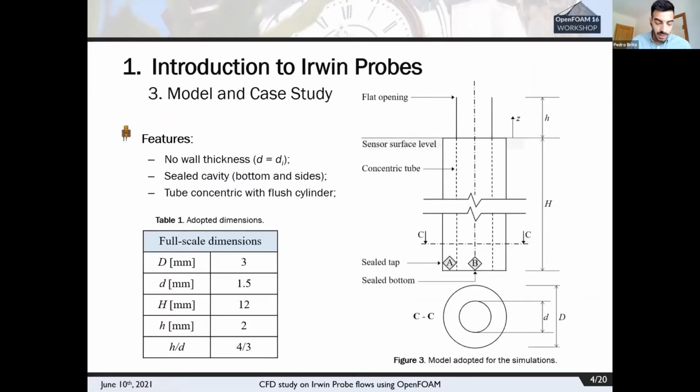So for the model in the present simulations, we make some assumptions. We neglect the wall thickness and we seal completely the sides and bottom of the cavity. And these are the full-scale dimensions. As we see, they are really tiny. The diameter of the protrusion is just 1.5 millimeters, and the height of the protrusion is 2 millimeters.